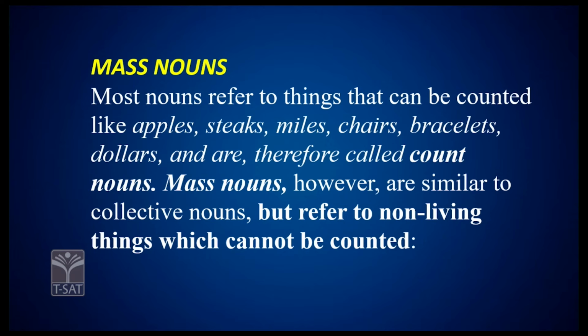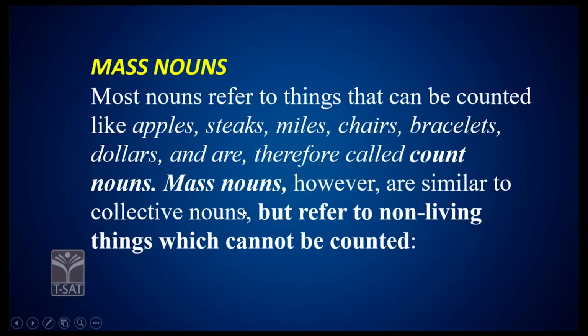And we have the other category as regards nouns, mass nouns. Generally, we call them countable nouns and uncountable nouns. Both can be categorized under one title, that is mass nouns. Most nouns refer to things that can be counted, like apples, sticks, miles, chairs, bracelets, dollars, right? And are therefore called count nouns because we can count them.